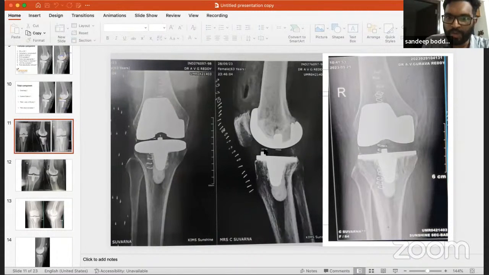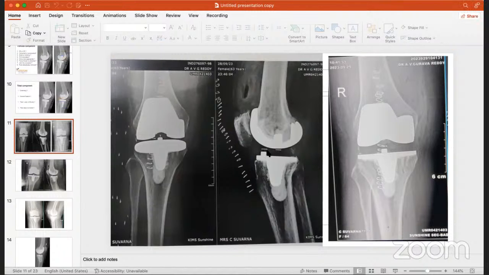And here you can see two metal pointers. They will point to what is the rotation of the poly. So sometimes if you have a spin out, you can see this line will be somewhere. So to check for spin out also, that is helpful. It is for a very local purpose only.